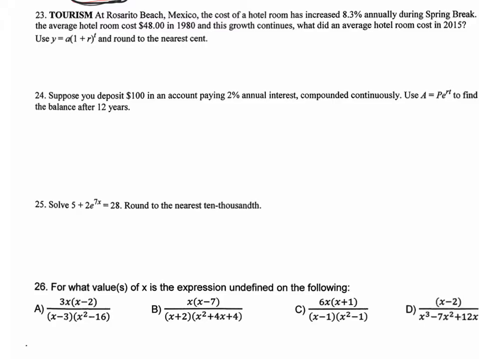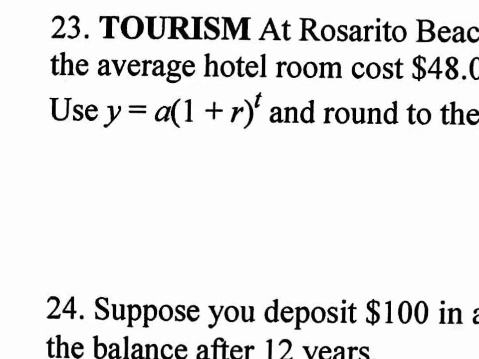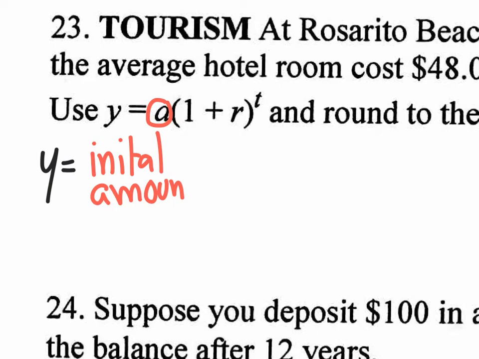So what you need to first understand is what this formula actually means. A is the initial amount. So y equals initial amount times 1 is 1, plus is plus, r is the rate. Okay, so what kind of rate increase is this having? What's the rate increase?